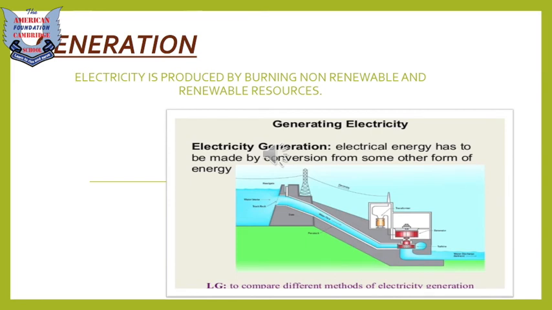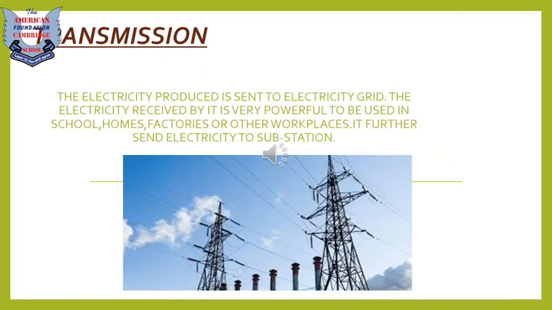Electrical energy has to be made by the conversion from some other form of energy. As you can see, the water is used and it is converted to produce energy, and then it produces electricity. Once the electricity is produced, it is sent to the electricity grid. I hope you all have seen them on streets. The electricity received by it is too powerful to be used in homes, schools, factories, or the workplace. It will give you an electric shock if you use it directly. It further sends electricity to the substation. This process is called transmission.